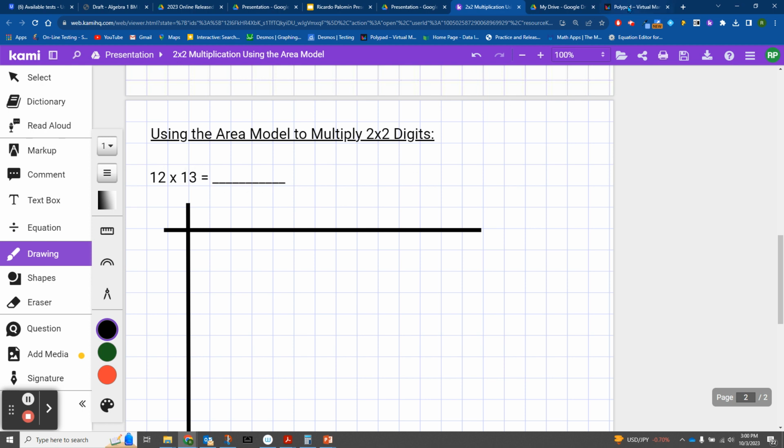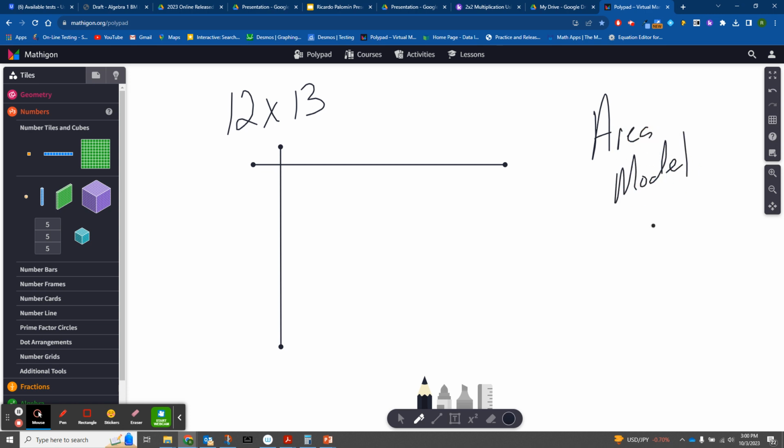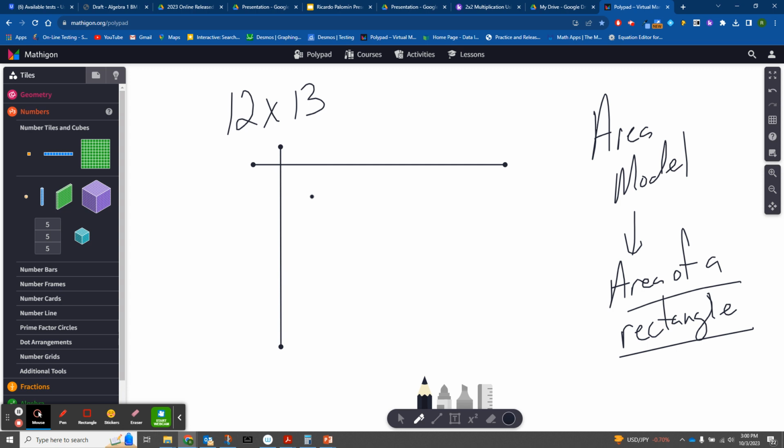The way I'm hoping it gets taught to our kids would be with manipulatives. So, for example, here I got 12 times 13. If you want to know what the area model is, let me write that here. I'm going to write the area model. Really, we're just finding the area of a rectangle. We're going to physically use these things to find the area of a rectangle. In this case, my dimensions are 12 by 13. And that's all we're doing.